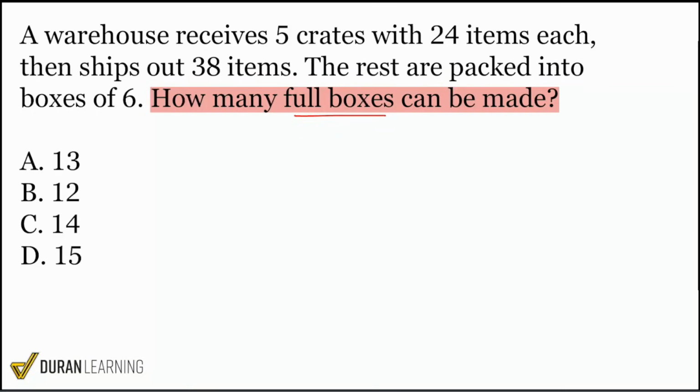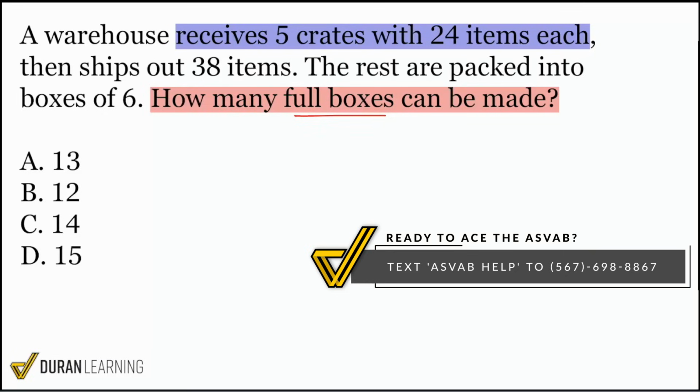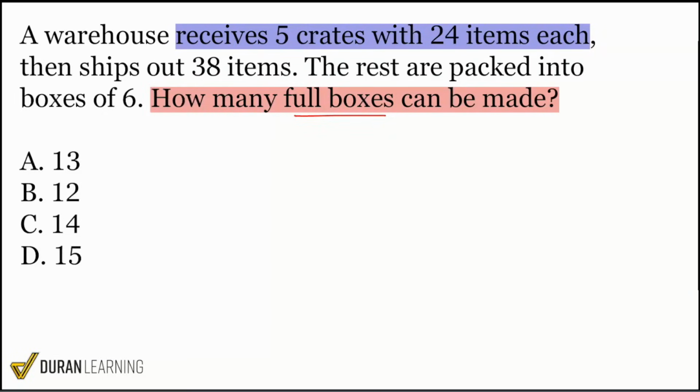Now, let's read the information. A warehouse receives some crates with items in each crate, and then they ship out a couple items. The rest are packed into boxes of 6. Right here, it says the warehouse receives 5 crates with 24 items in each. Let's take that down here. So we get 5 crates, and each crate has 24 items.